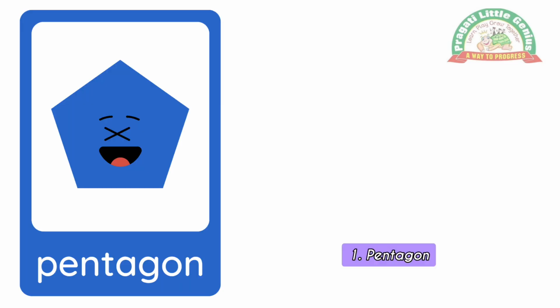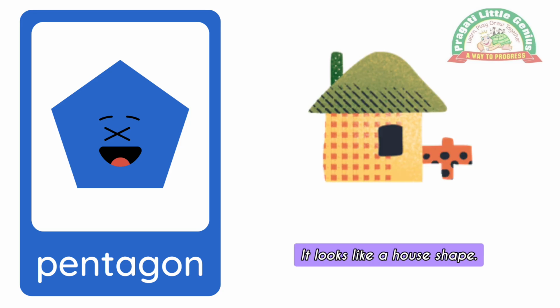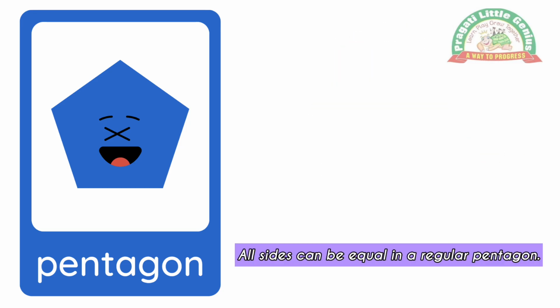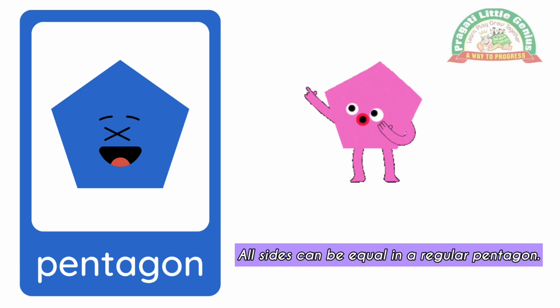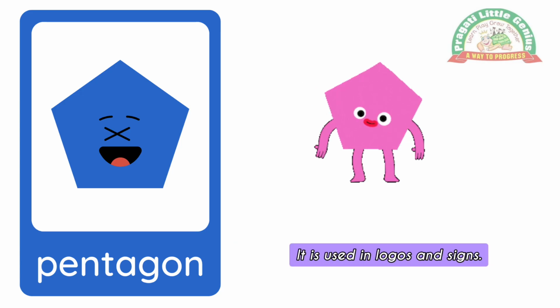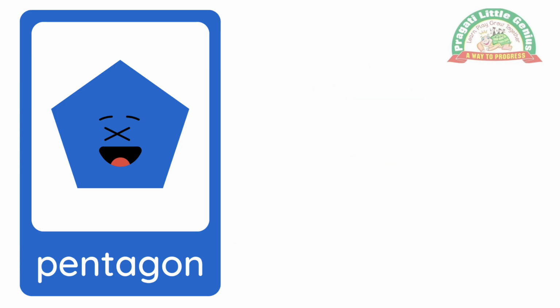1. Pentagon. P-E-N-T-A-G-O-N. Pentagon. A pentagon has 5 sides. It looks like a house shape. It is a flat shape. All sides can be equal in a regular pentagon. It is used in logos and signs.